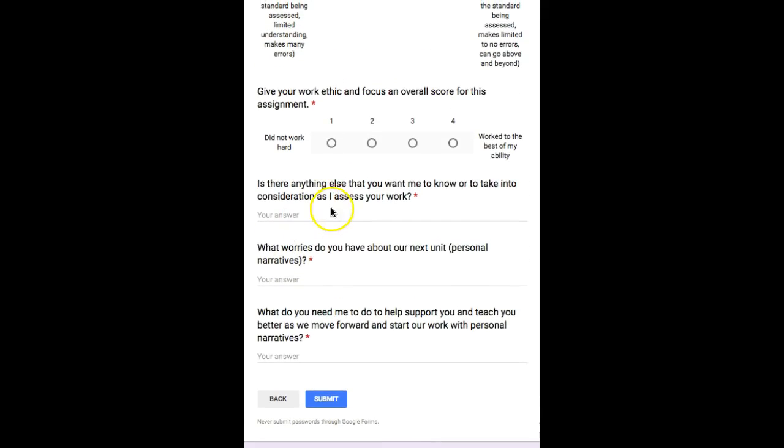Then you are going to give your work ethic and focus an overall score. So again, be honest with yourself, because there's no point in not being honest. I observed you as you work. So if you are someone who the night before the paper was due still was not finished, then you should not give yourself a 4. If you worked hard every single day, you took advantage of all the class time that was given to you, and you got multiple pages done, you worked very hard on your draft, then you would give yourself a 4.